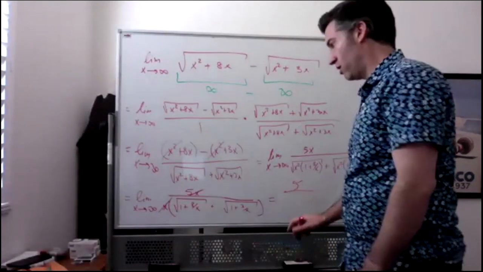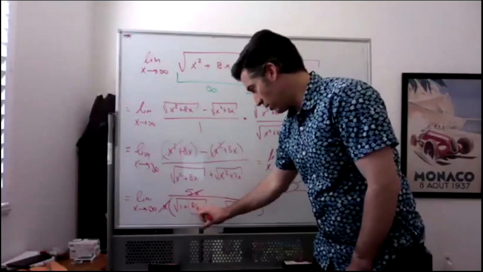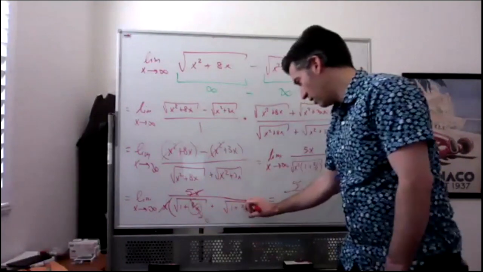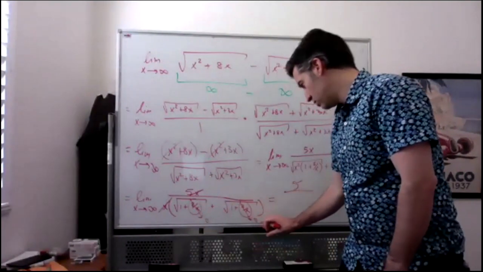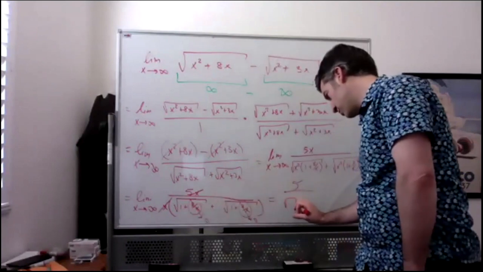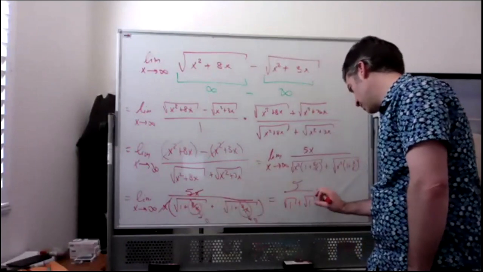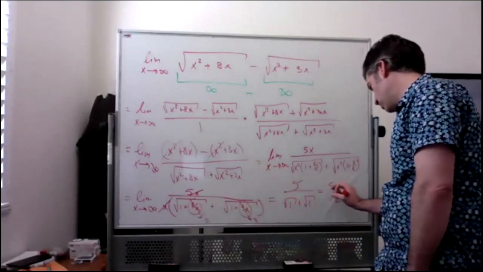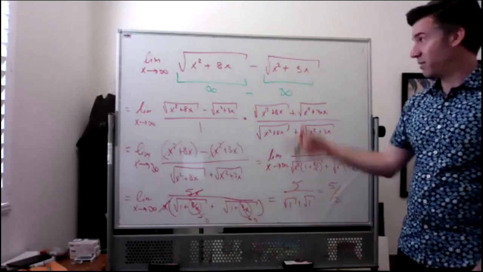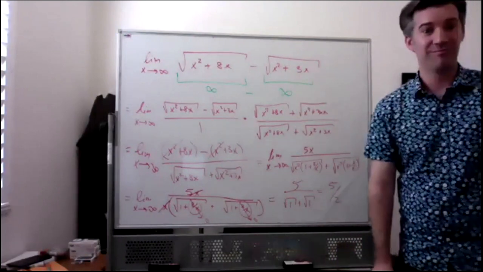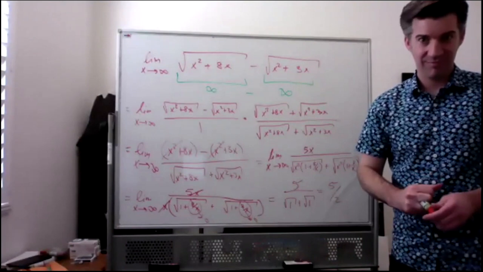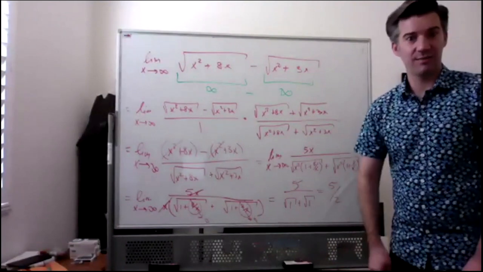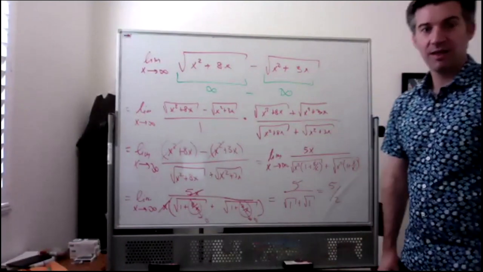And so look, I'm left with 5 over, this part goes to 0, and this part goes to 0. So I've got the square root of 1 plus the square root of 1, which is 5 over 2. So the limit of this is 5 halves. Kind of nuts. These square root minus another square root ones are kind of a pain.